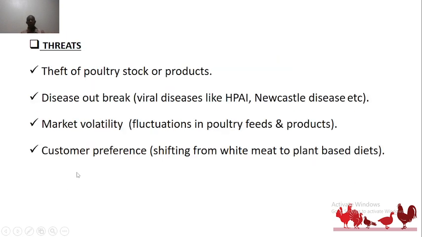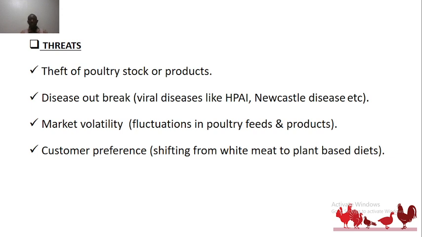The threats are also available. We see disease outbreak. On the weakness side we had disease risk; here it's disease outbreak. For example, if there is an outbreak of HPAI or Newcastle, it's a real threat to our poultry farms and all those people involved in the farms. You have market mortality, which is a serious threat to our poultry industry in Uganda.